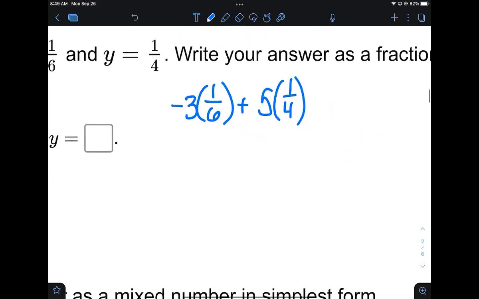Now, what would order of operations have us do first? The multiplication or the addition? Multiplication from left to right. So let's start with negative 3 and 1/6. When I'm multiplying fractions, I first of all have to convert any mixed numbers or whole numbers, like these two, into fractions. Chase, do you remember how I can turn the number negative 3 into a fraction?